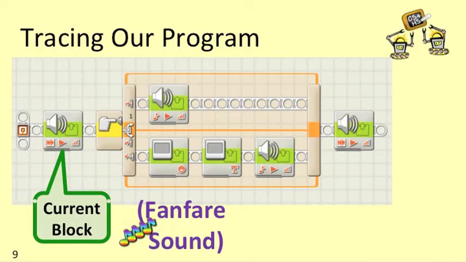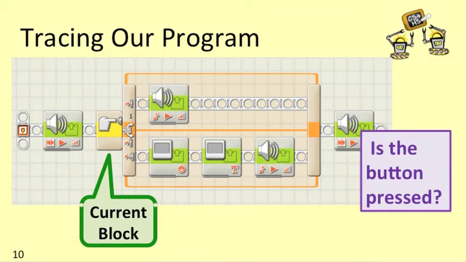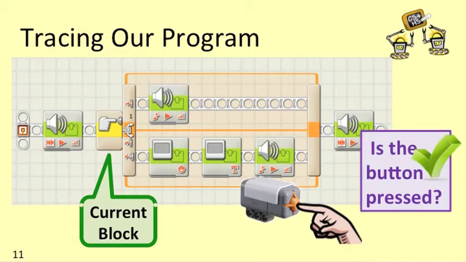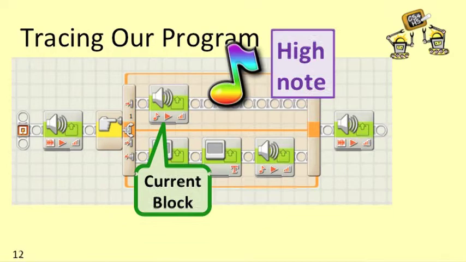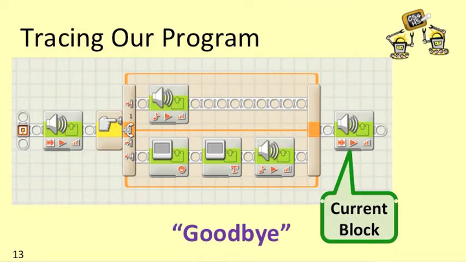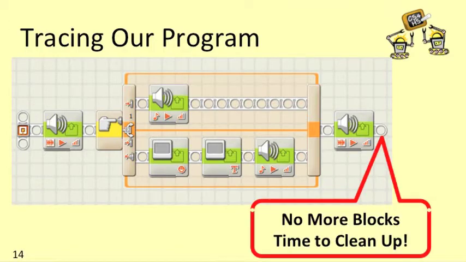Let's trace this program to make sure we understand exactly what's going on. When we start the program, we go to the first block and the NXT plays the fanfare sound. As soon as the music ends, the NXT asks the touch sensor what its current state is. Let's pretend that the button on the touch sensor happens to be pressed in. So we're going to take the top path through the switch. We play the high note, and then we're done the switch. The NXT says goodbye, and we clean up.